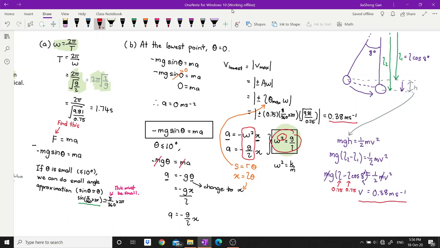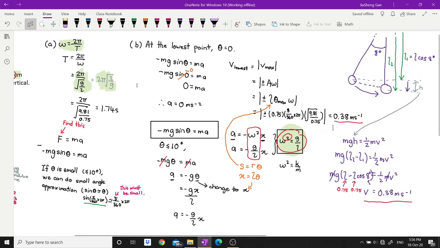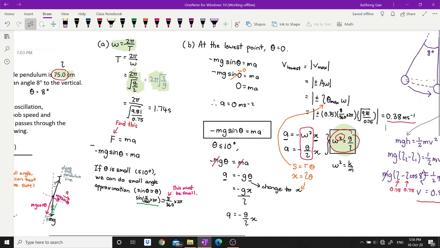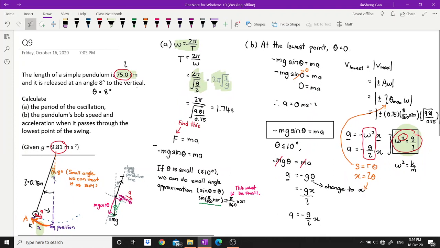This question requires more practice. It's a bit difficult because this is the first time you are exposed to simple pendulum calculation. Okay, so that's it for question 9. We find the period and we find the pendulum's bob speed and acceleration when it's at the lowest point of the swing. Thank you very much.